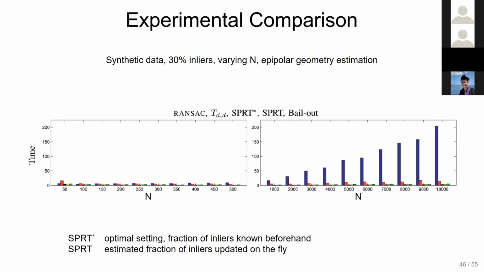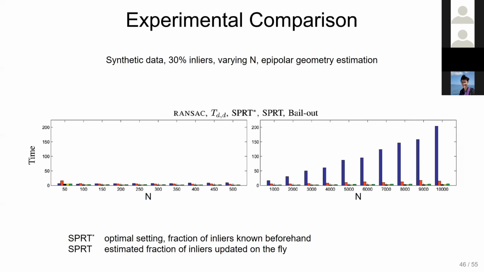So just to see how it compares, synthetic experiment, epipolar geometry estimation, 30% of inliers, and we were varying the number of correspondences. And we can see that for a small number of correspondences, the verification doesn't play an important role, but for a large number of correspondences, large N, we can see that the standard RANSAC that every time verifies everything, basically the time takes off.